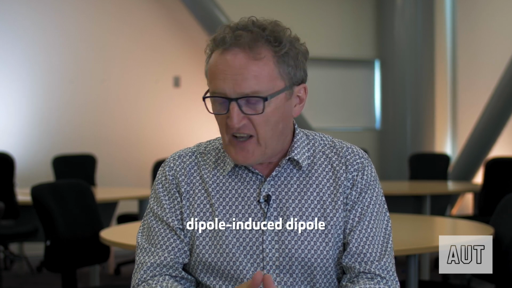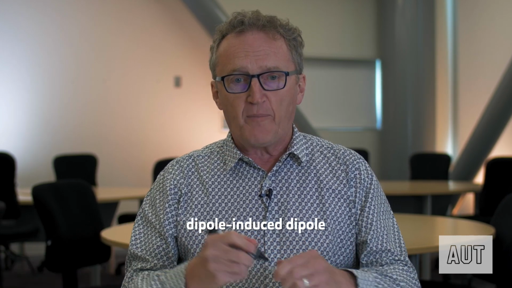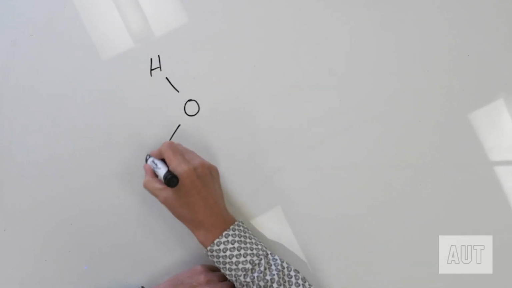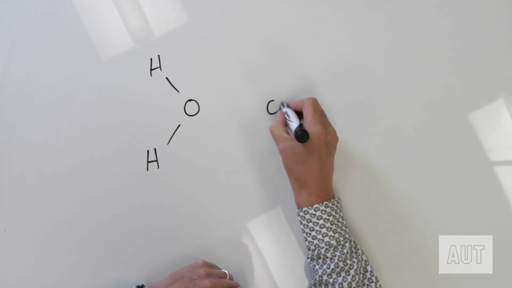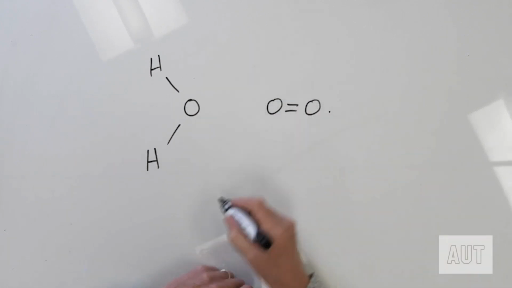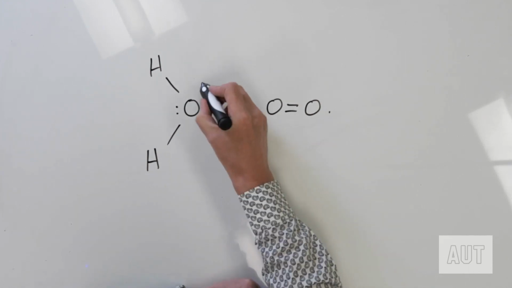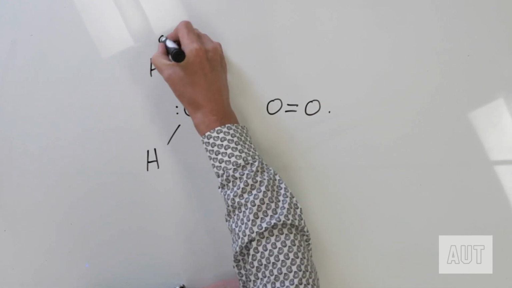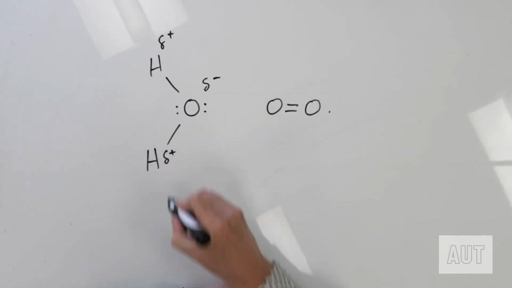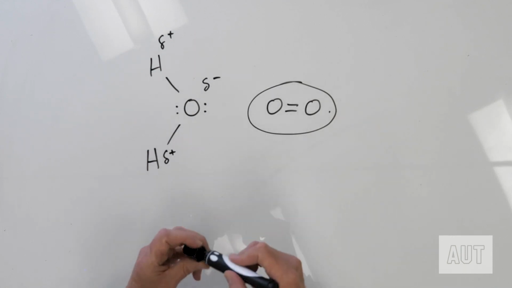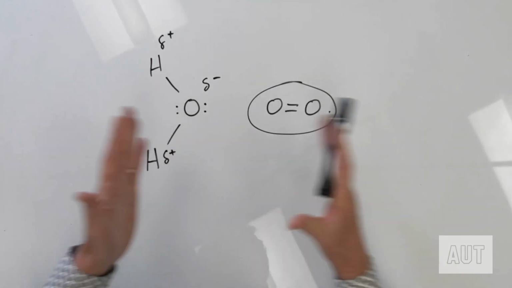And so an example of a dipole-induced dipole interaction would be, let's take a water molecule here, and let's take an oxygen molecule here. So our water molecule has got a permanent dipole. So this is a little bit negative. These guys are a little bit positive. The oxygen molecule, again, has got a symmetrical electron distribution around it.